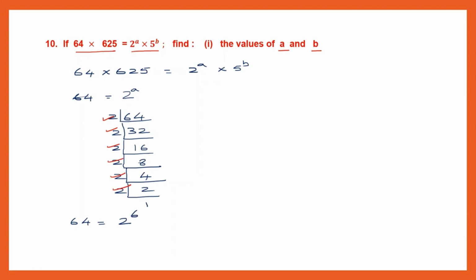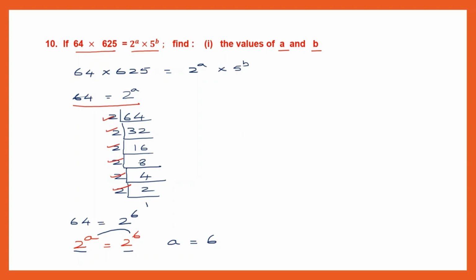And here we said 64 is equal to 2 raised to the power of a. That means 2 raised to the power of a is equal to 2 raised to the power of 6. Can you see the base is the same? That means a is equal to 6. So we have found the value of a. a is equal to 6. Now we have to find the value of b. So we said 64 is equal to 2 raised to the power of a. So that means 625 will be 5 raised to the power of b.